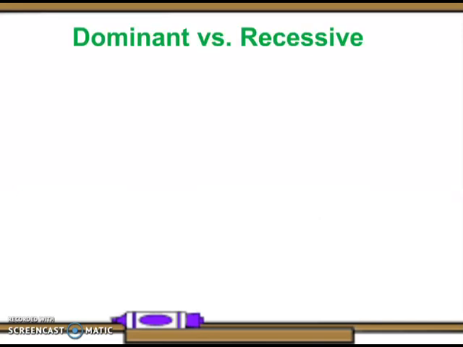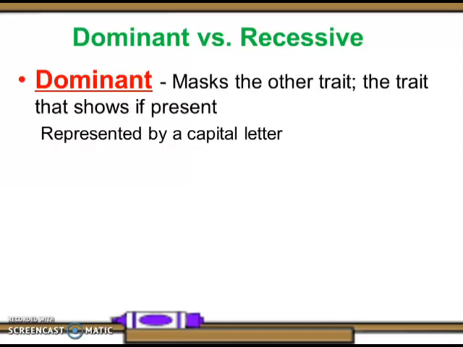Now let's look at the difference between the dominant and recessive allele. A dominant allele will always be expressed, even when only one of these alleles is present. It is represented by a capital letter. When an allele affects the phenotype of an organism, it is a dominant allele.